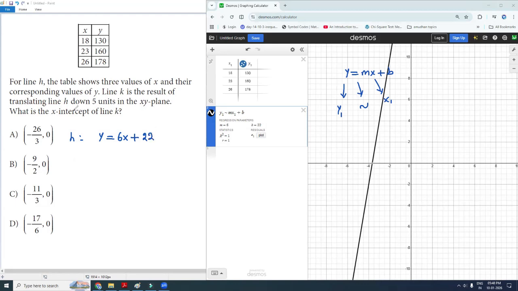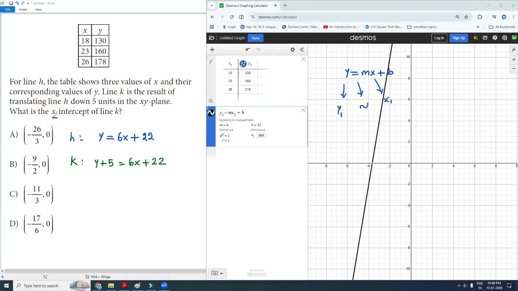Okay, now our aim is to get the x-intercept of line K. To get the x-intercept of line K, first we have to get the equation of line K. How do we get the equation of line K? To get the equation of line K, we have to translate line H down 5 units. So to translate line H down 5 units, we have to replace this y by y + 5. When I replace this y by y + 5, I'm getting y + 5 on the left side. We can write the right side as it is, that is 6x + 22. Here I got the equation of line K.